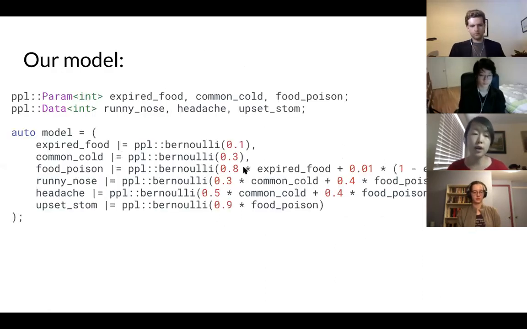So here we can define our model in AutoPPL as the workflow before had mentioned. We have our parameters, which are expired food, common cold, or food poisoning. We have our data that we observe, whether or not you have a runny nose, a headache, or an upset stomach. And in our model, we can define all the different relations and the probabilities that we think we might observe, as we mentioned in the previous slide. So these numbers are actually directly from what we hypothesize the relations between each variable are.